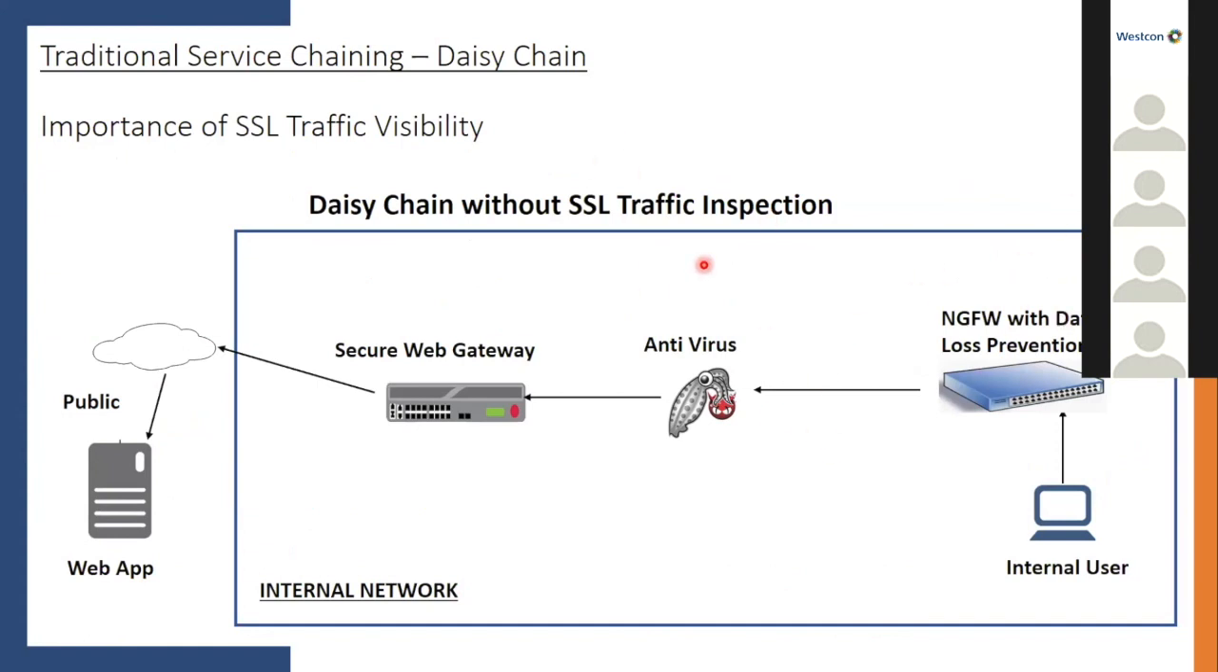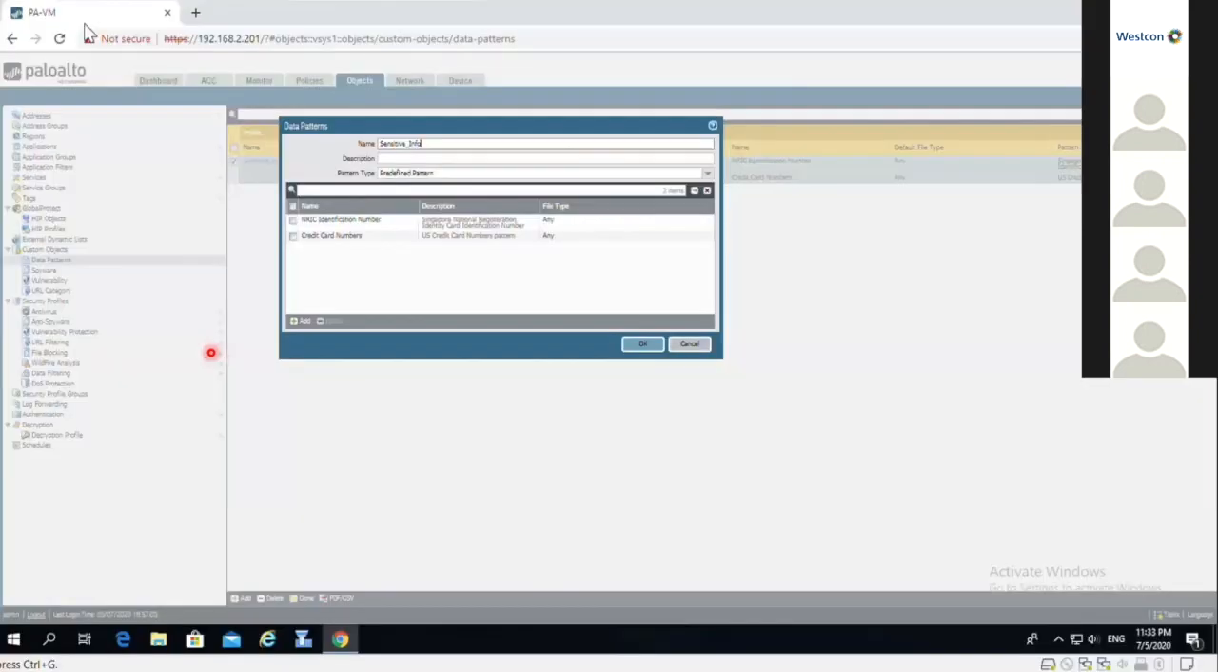With this slide, what we wanted to show you is that we have a video demo after this slide to demonstrate the importance of SSL traffic inspection. We have a setup according to this traffic flow, and there is no SSL visibility in place for the video demo. This shows what will happen if you do not have SSL visibility in your environment. To recap the traffic flow again: internal users go to the next-gen firewall, antivirus, secure web gateway, and then back into the public. So let's get started with that video.